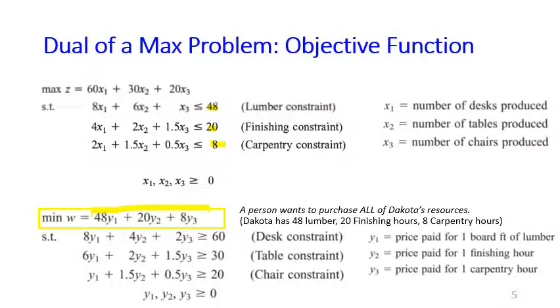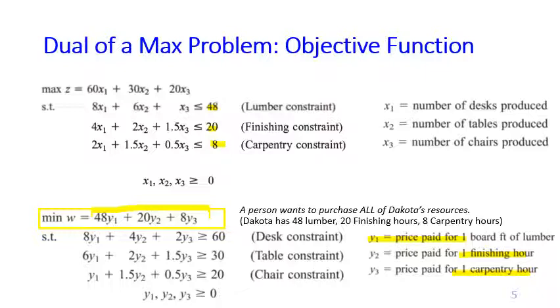So clearly the variables y1, y2, and y3 may be defined as the price for each unit of resources. So y1 is the price paid for 1 board feet of lumber, y2 is the price paid for 1 finishing hour, and y3 is the price paid for 1 carpentry hour. If somebody wants to purchase all of Dakota's resources, the total price that he or she must pay is 48 times y1 plus 20 times y2 plus 8 times y3.